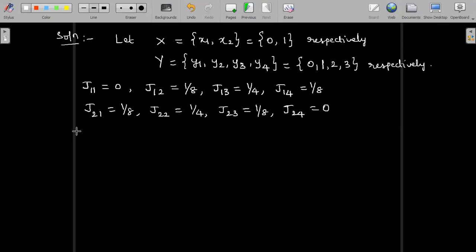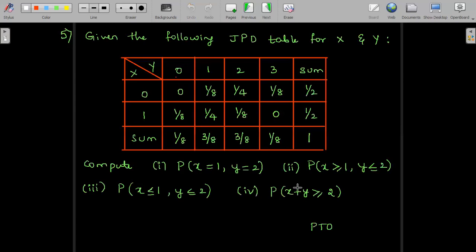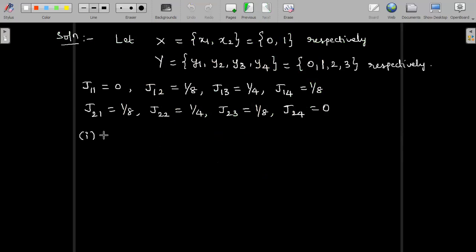Now let us find out one by one. The first part of the problem is to find probability of x is equal to 1, y is equal to 2. A small representation, capital X, small x does not matter, capital Y, small y does not matter. So we are given x is equal to 1 and y equal to 2. So probability of x is taking 1 and y equal to 2 is J23, whose value from the table directly is 1 by 8. From the joint table we are easily able to represent it.